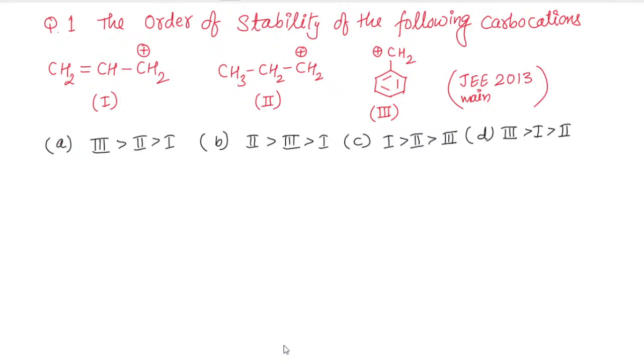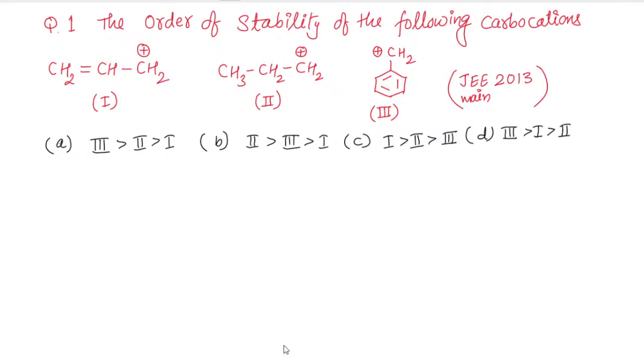Yes beta. Okay, D option. 3 is greater than 1 is greater than 2. Very good. How do you know this?